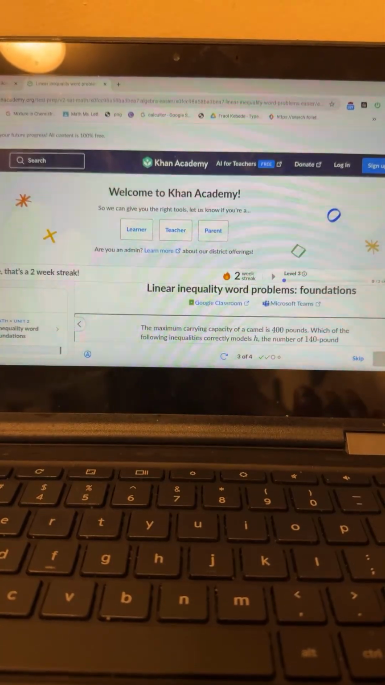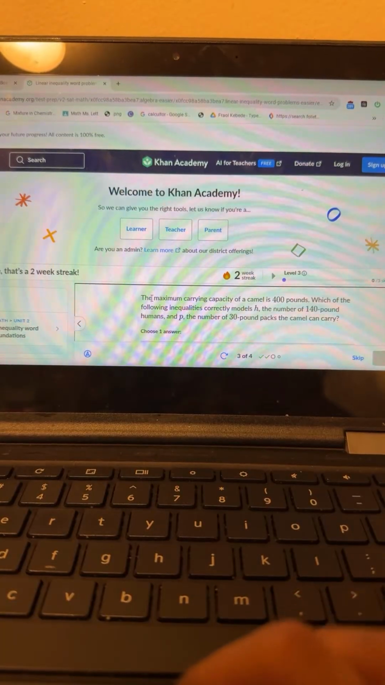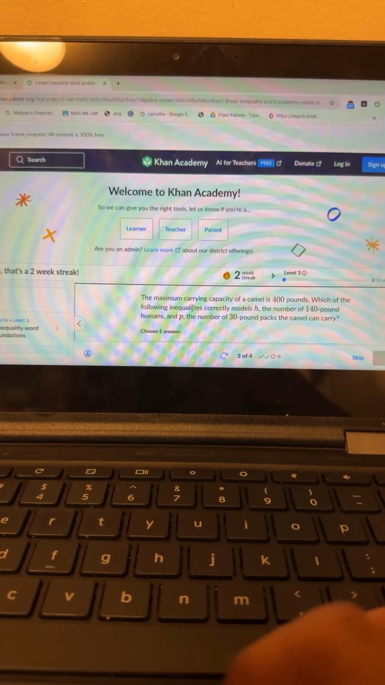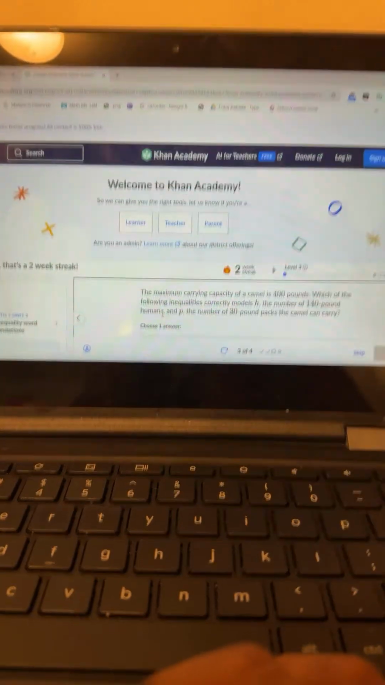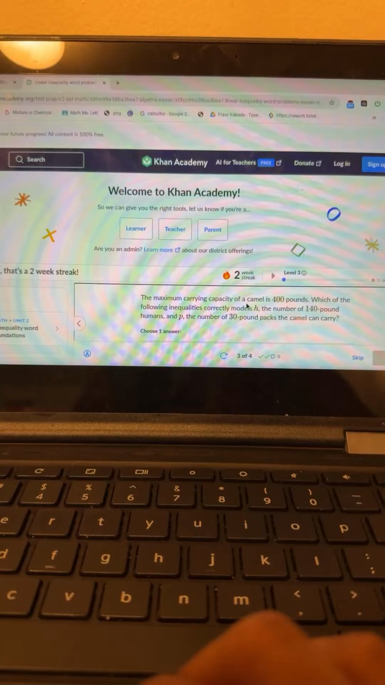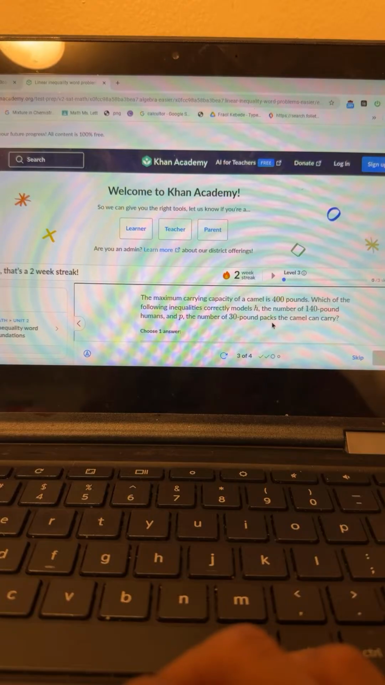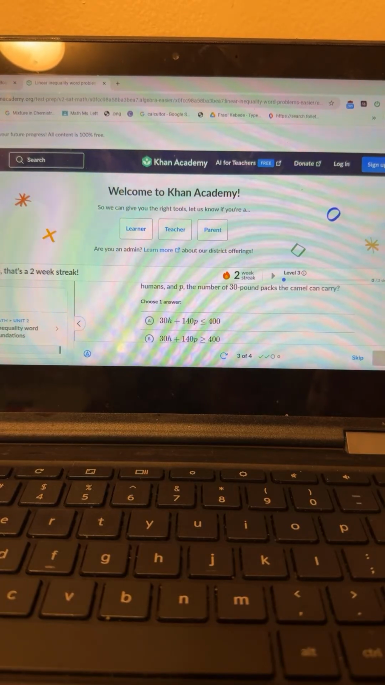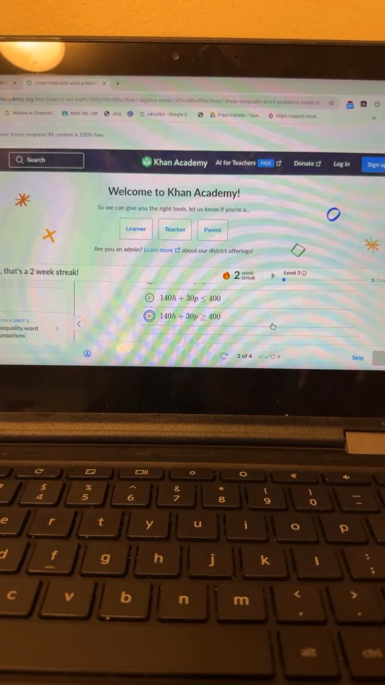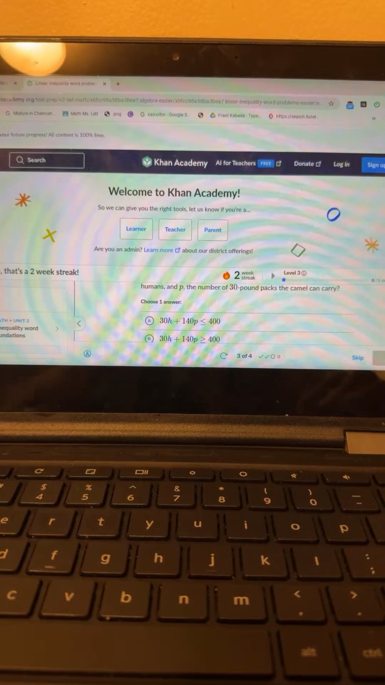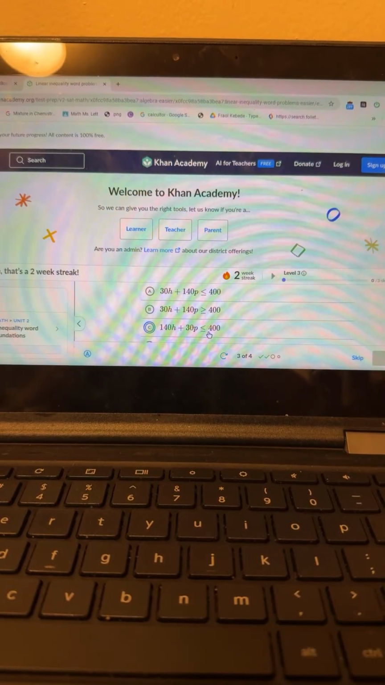It's alright, Alex BRB. Okay, let's see. The maximum carrier capacity of a camel is 400 pounds. Which of the following equations correctly models H, the number of 140-pound humans, and P, the number of 30-pound packs that the camels can carry? It's not A or B, so it has to be C or D.